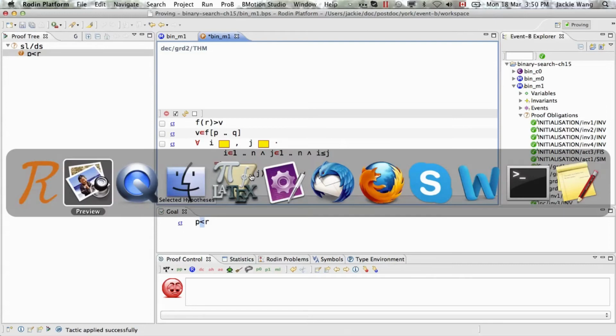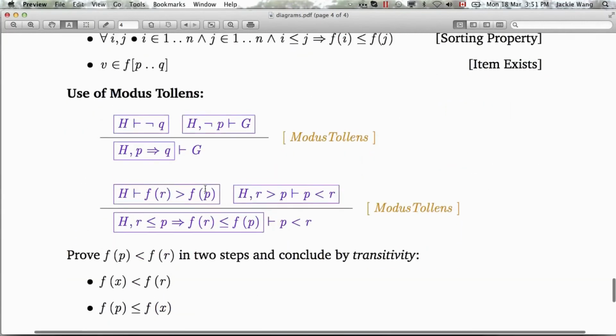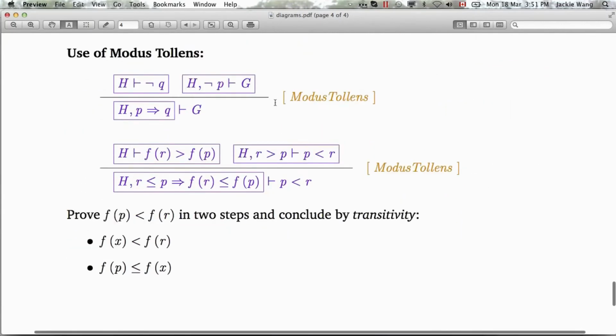Let's just have a look at exactly how the modus tollens is defined. Let's go back here. So this is the rule of modus tollens in general. Given some hypothesis and some implication P implies Q, and we are trying to establish the goal G. In order to prove this here, it would be sufficient to prove two things, because we know that by contrapositive, P implies Q is equivalent to not Q implies not P.